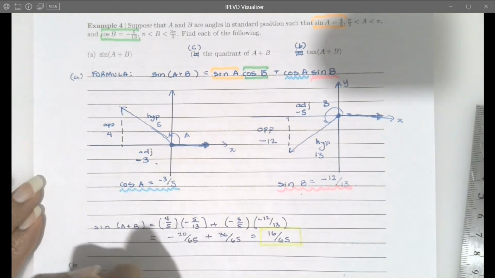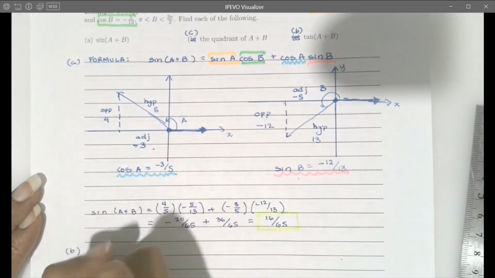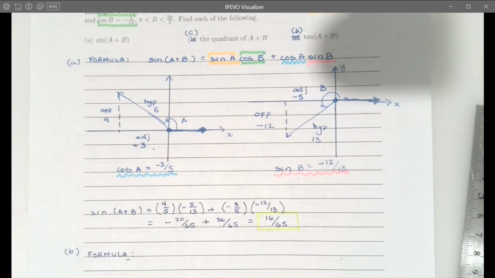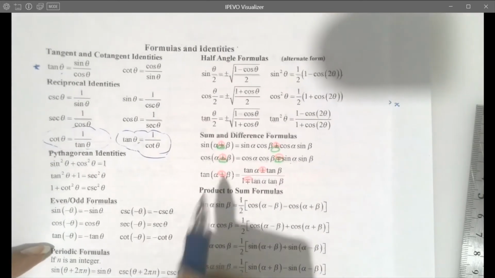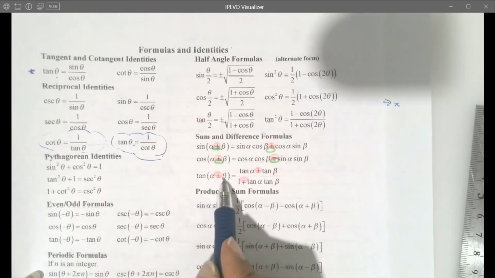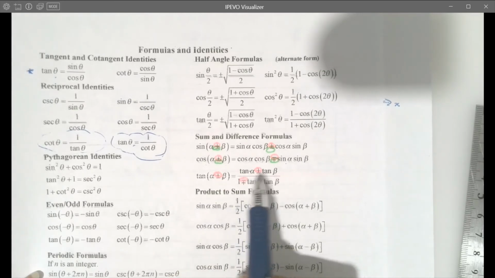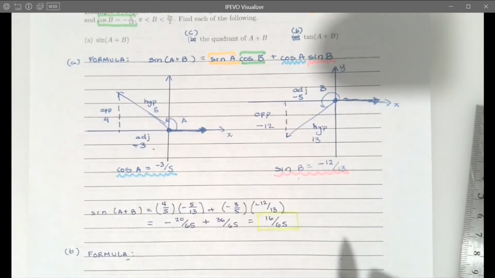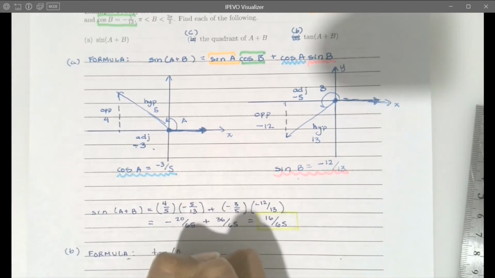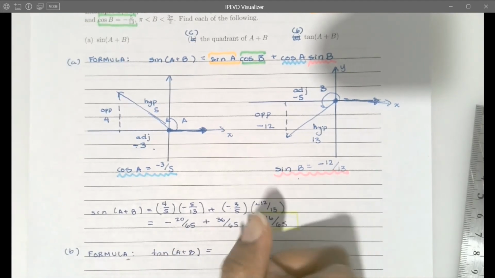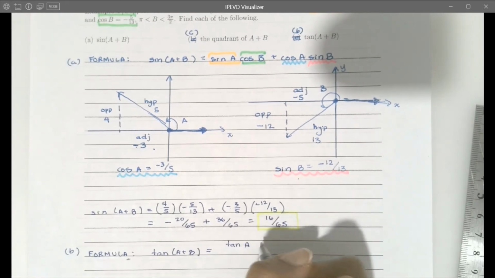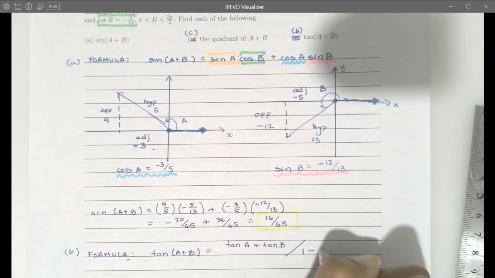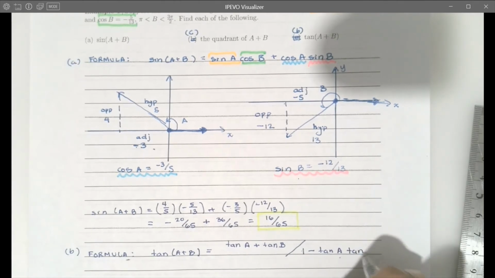Okay, let's move on to part B, which is tangent of A plus B. Again, if we look at our formula sheet, we also have a sum formula for tan. It says the following. It says tangent of A plus B has to equal tangent of A plus tangent of B divided by a 1 minus tangent of A times tangent of B. So let's write the formula down first. Tangent of A plus B is equal to tangent of A plus tangent of B, all divided by a 1 minus tangent of A times tangent of B.